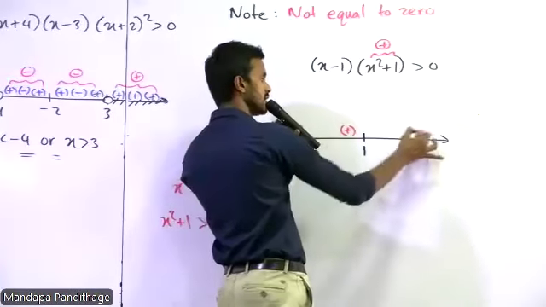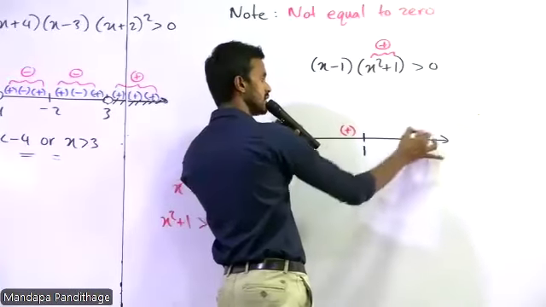So when x is less than 1, this becomes minus. When x is greater than 1, this becomes plus. Only consider that one, because whatever value x takes, you can see this x squared plus 1 is always positive.